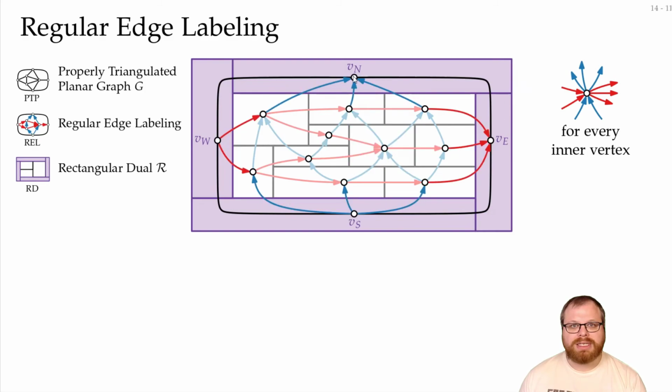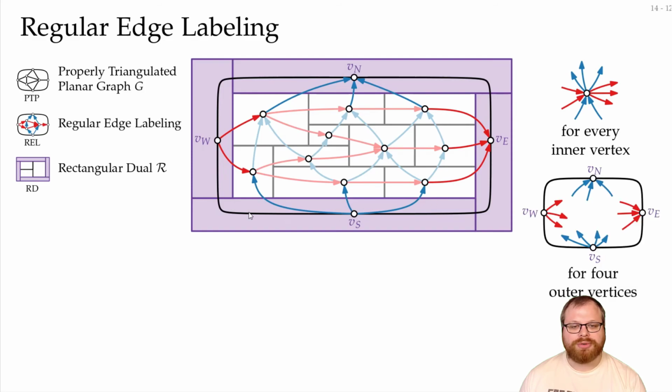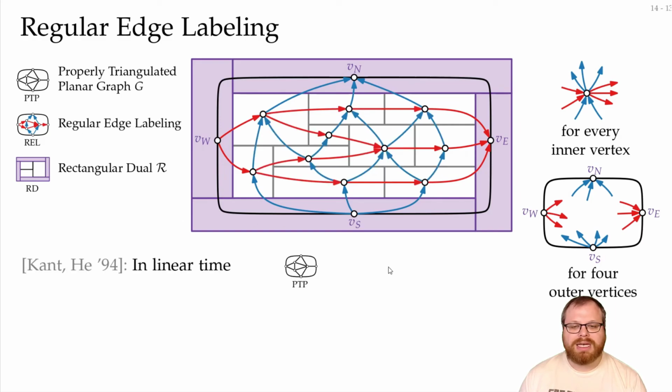Also, if we look at the exterior vertices, here we can see this is at the top. All the edges come in. So at the north vertex, we can only have incoming blue edges, the east only incoming red, here only outgoing blue, and here only outgoing red. So these are necessary conditions we must have for a labeling to be a regular edge labeling. And Kant and He in 1994 gave a linear time algorithm that takes as the input a properly triangulated planar graph, then calculates for that a regular edge labeling, and from that regular edge labeling calculates a rectangular dual. And that's the algorithm we want to focus at in this lecture.